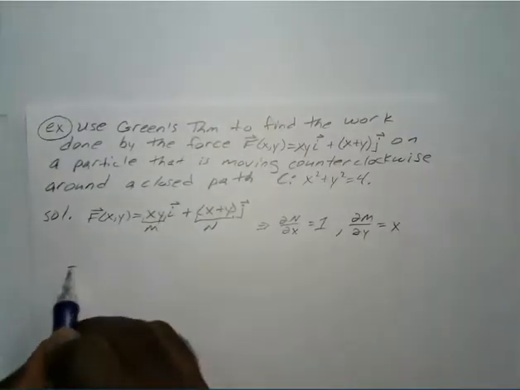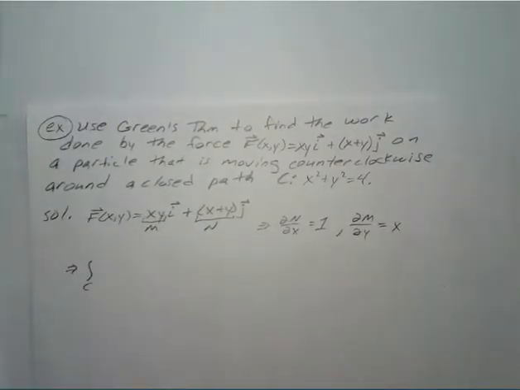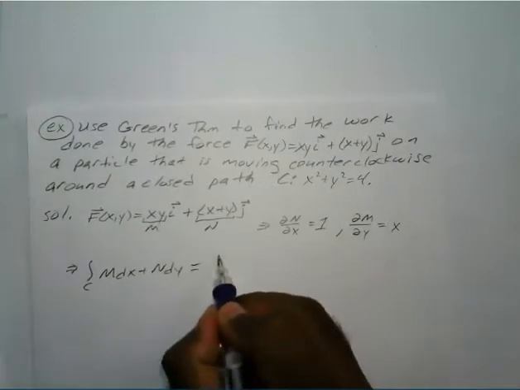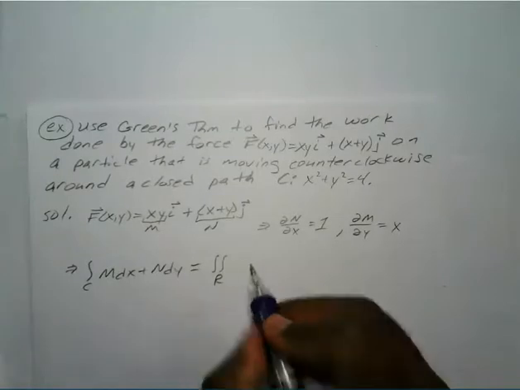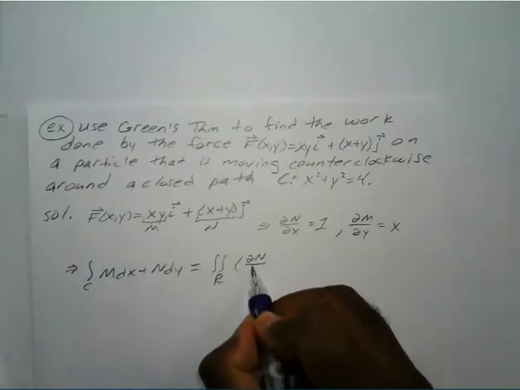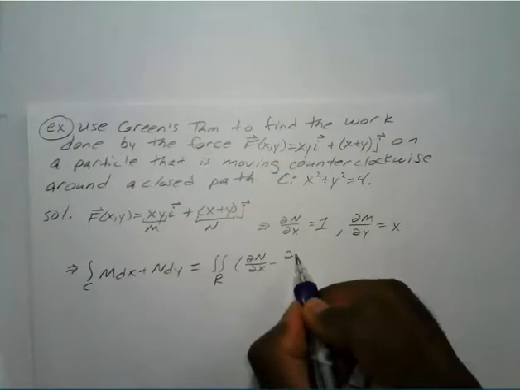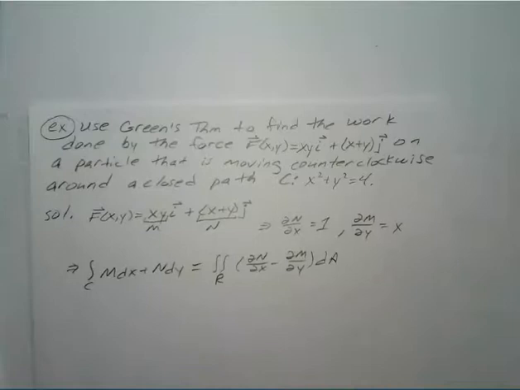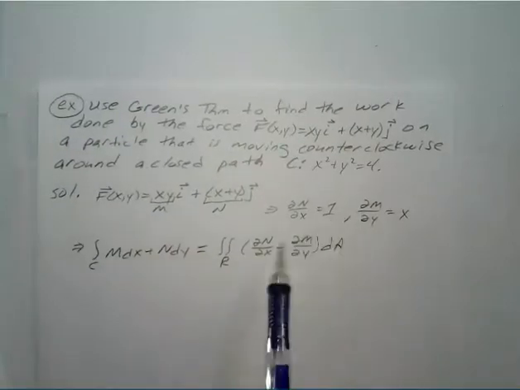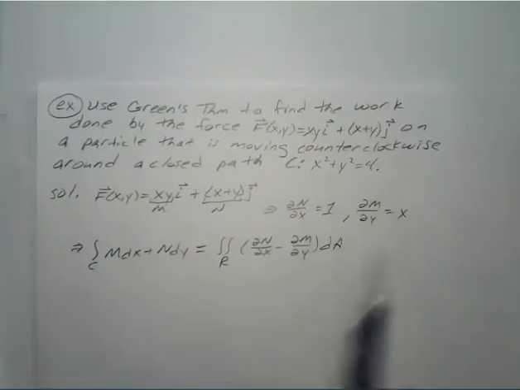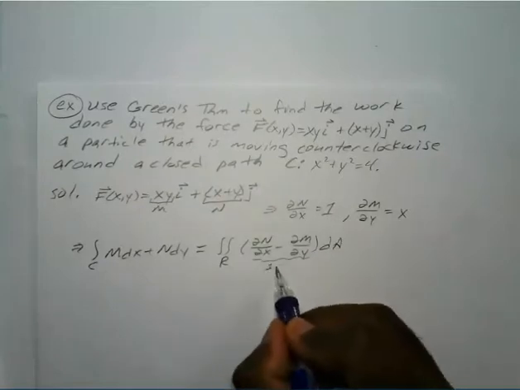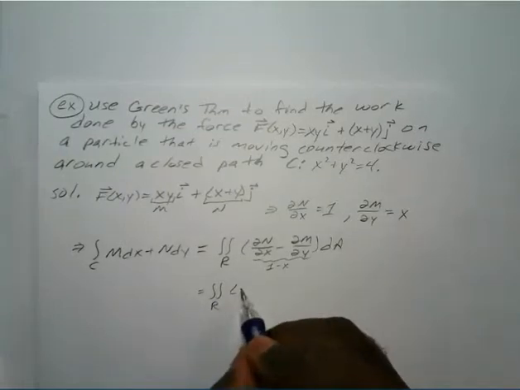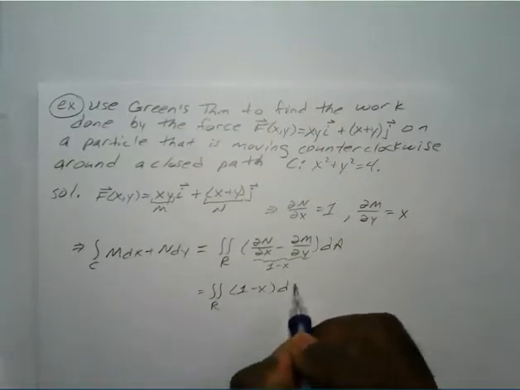All right, so that means our Green's theorem formula is equal to the double integral of partial of N with respect to x minus partial of M with respect to y, with respect to the area. Our partial of N minus our partial of M is just 1 minus x. So this becomes 1 minus x. So we have our double integral of 1 minus x with respect to the area of the region.